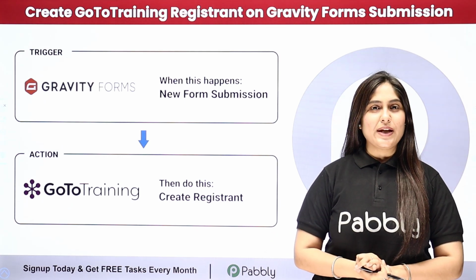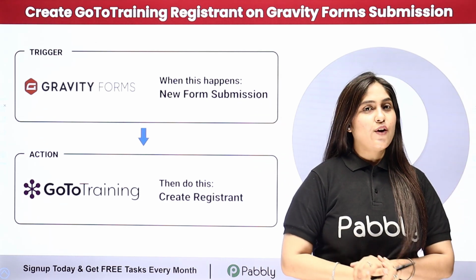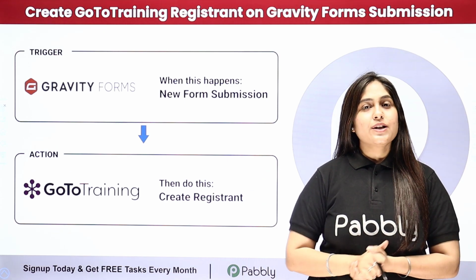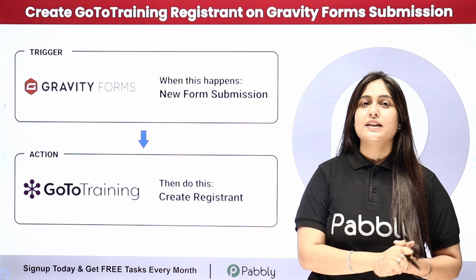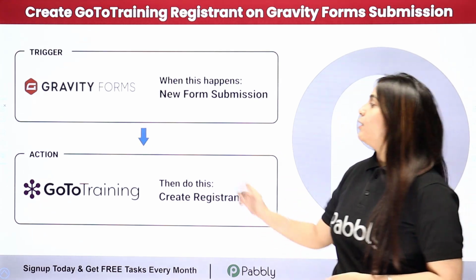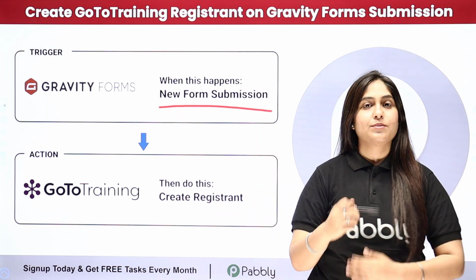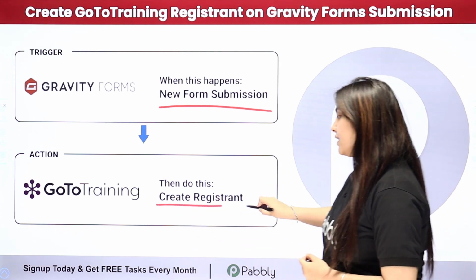In this video, we are going to understand how to create a GoToTraining registrant on Gravity Forms submission. So here I am hosting online training in my GoToTraining account and I have created a registration form for the same using Gravity Forms. So now my objective is that whenever I receive a new form submission, then automatically, using the details, a new registrant should be created in my GoToTraining account.